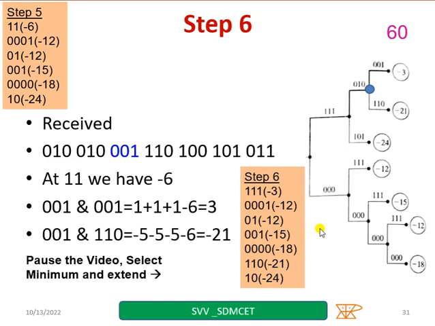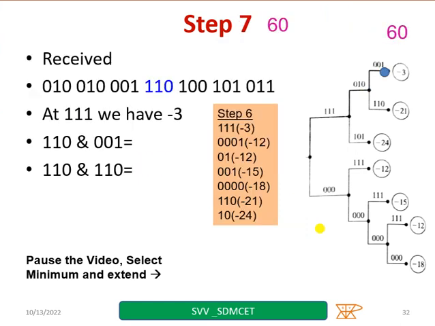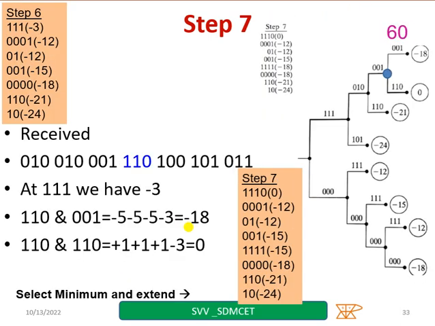Continue the same operation. Again check. Next 0 and 1. Calculate. Now the received will be 110 and compare with the 001 and 110. Write the metric considering the previous value. Pause the video, do it. I will show my answers. I got -18 and 0. Again keep them in the order.